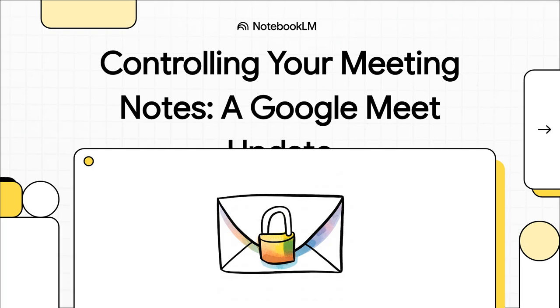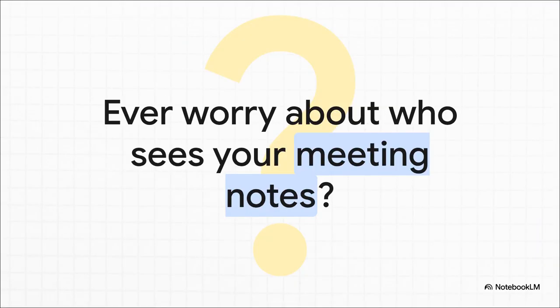All right, today we're jumping into a super practical update from Google Meet, and this one is all about putting you back in control of your own meeting info. You know that feeling, right? You just finished a really sensitive brainstorming meeting, maybe a confidential project review. You used Google's AI to take notes, which is awesome, but then that little bit of panic sets in. Who exactly is getting that automated summary? Yeah, it's a real anxiety.